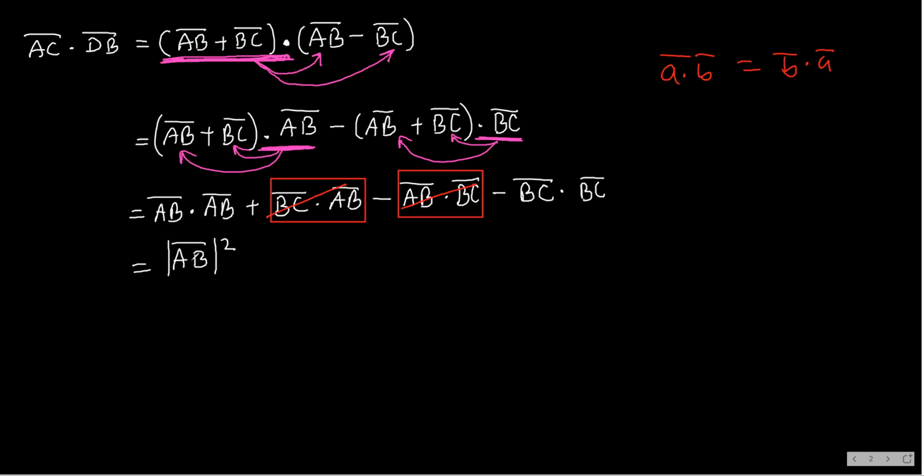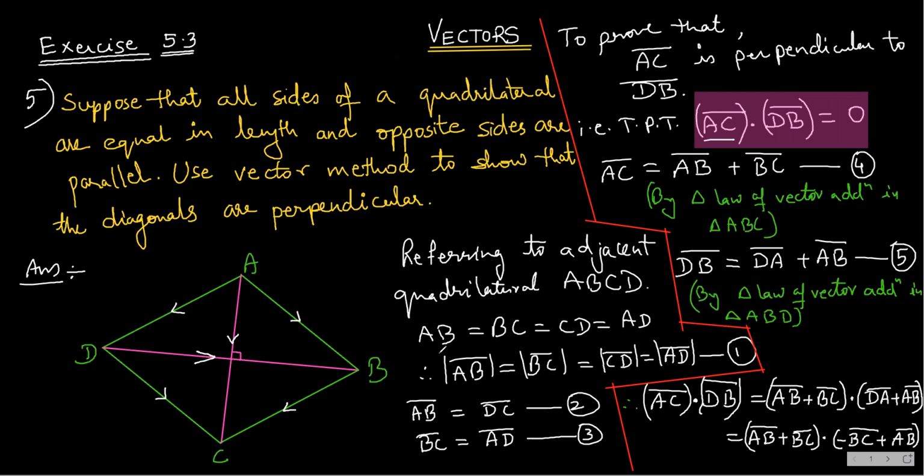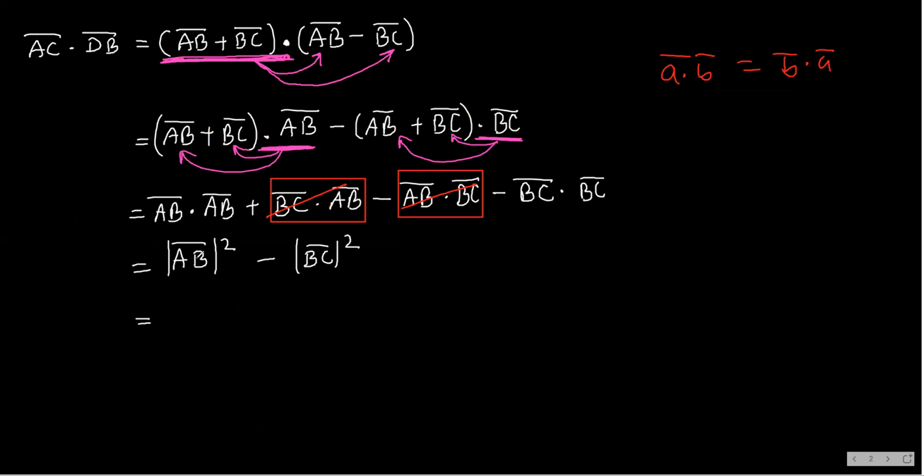And the next step you get is AB bar dot AB bar gives you mod AB bar square, and here you get negative mod of BC bar square. BC bar dot BC bar is mod BC bar square. Now, we have already written that mod of AB bar and mod of BC bar are equal. Magnitude of AB bar is equal to magnitude of BC bar. So their squares will also be equal. So this will also cancel. I hope you understand.